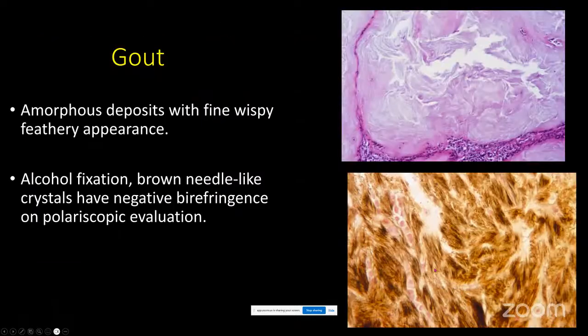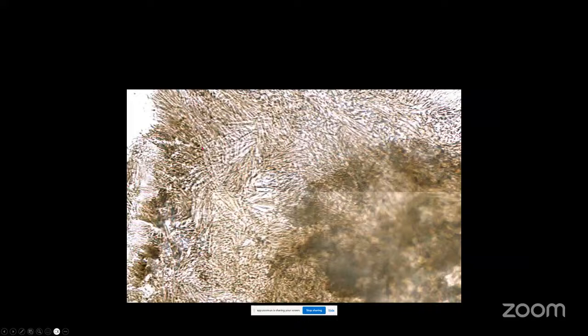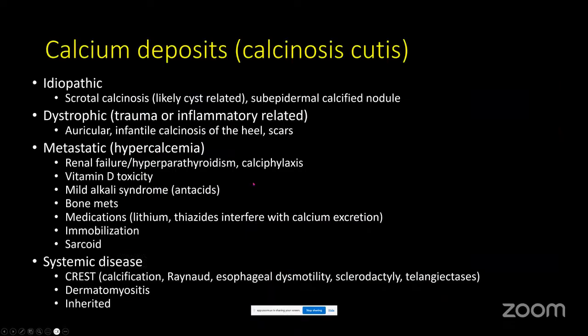If you stain it, if you fix it with alcohol or Conroy's solution, you'll see these brown crystals. So the crystals should stay in here. Here they've dissolved out. Here's another example of probably almost like a touch prep type thing where they used alcohol to fix it. So calcinosis cutis, a lot of different causes.